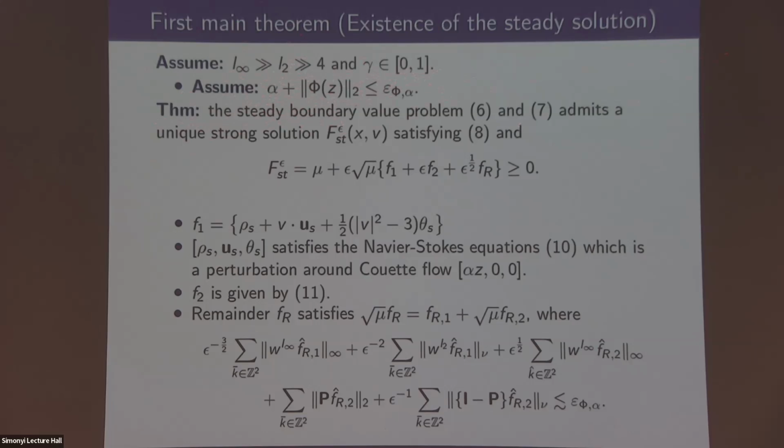And then the steady boundary value problem has a unique strong solution, f epsilon st, and it satisfies that when you expand it, it's non-negative, and f1 is in the null space of the fluid variables, and rho, u and s satisfy the Navier-Stokes equations as a perturbation around Couette flow, and f2 is given by the good thing from before, and the remainder can be split into FR1 and FR2, where FR1 satisfies this estimate, so it remains uniformly bounded by the size constraint multiplied by a constant, even when you parameterize in epsilon.